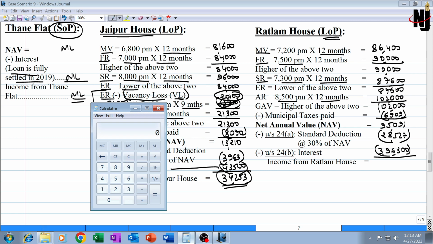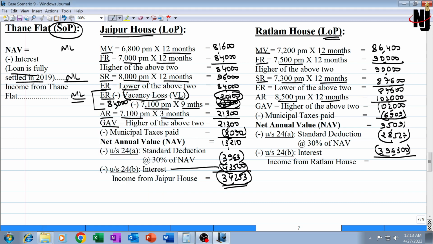Again negative income. Sorry, it's not 1,02,000. It is 95,091 minus 28,527 standard deduction minus 396,300 is the interest. 329,736. 329,736 negative income. So I'm putting it in bracket.